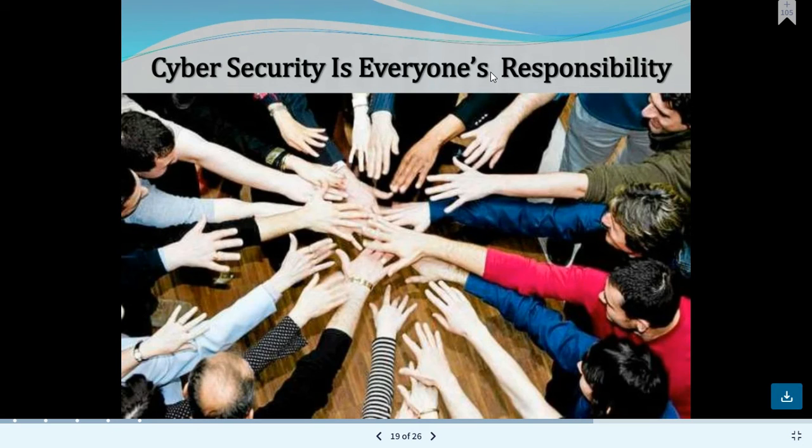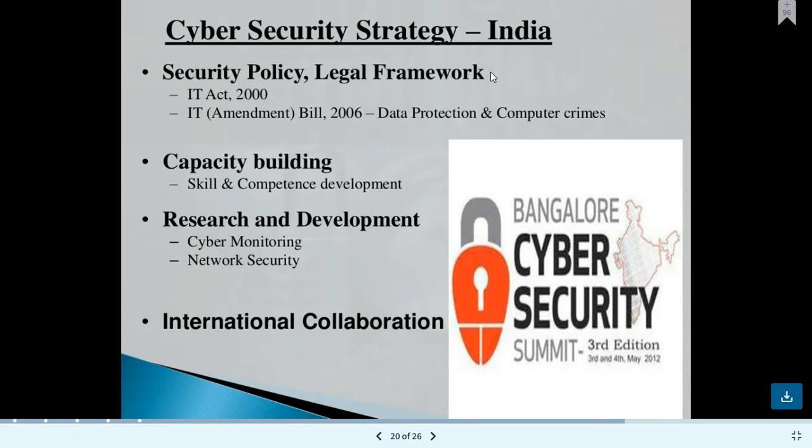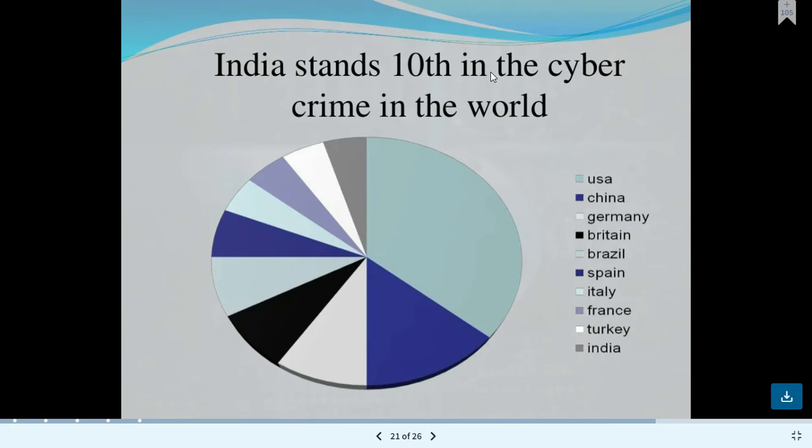We need to be aware of cybersecurity and the cybersecurity strategy in India. It includes cybersecurity policy, the legal framework, the IT Act 2000, the IT Amendment Bill 2006, and data protection and computer crimes. Capacity building covers skills and competence development, research and development, cyber monitoring, and network security. The last is international collaboration for cybersecurity, with a summit, now in its third edition, located in Bangalore. You can also visit it. India stands 10th in the world in cyber crimes.